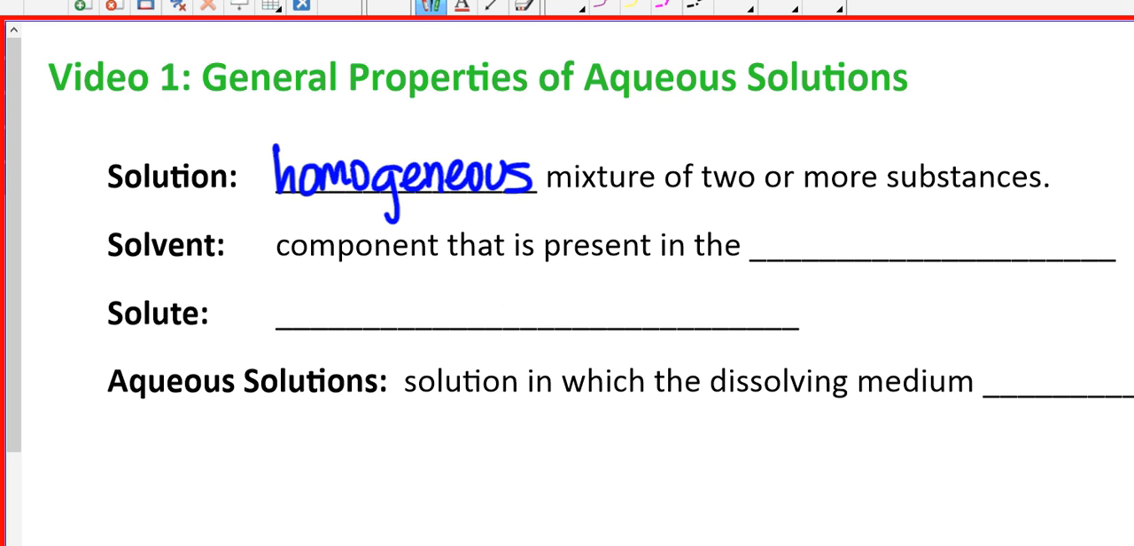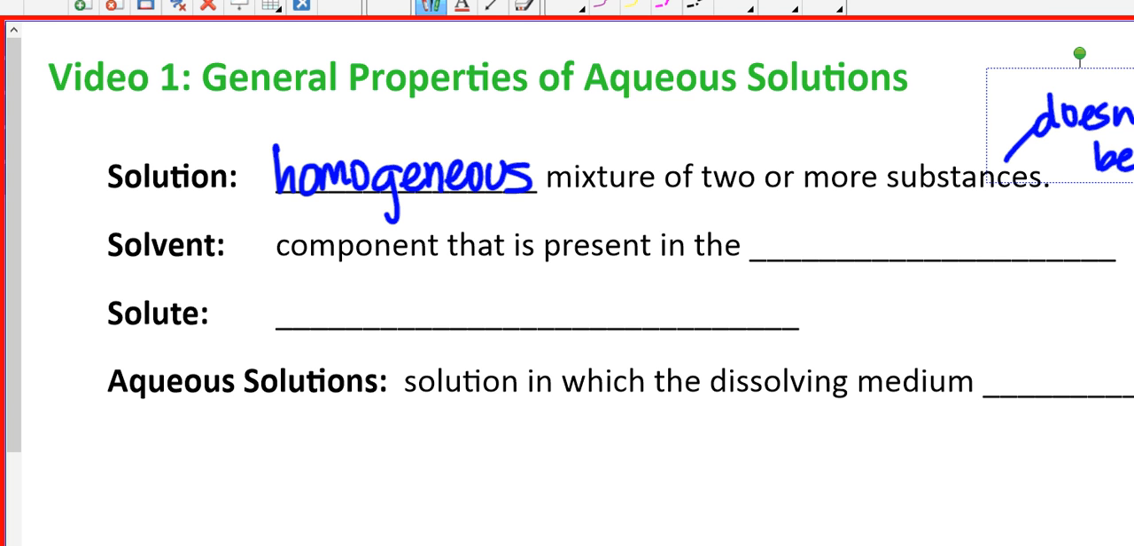So it's got to be two or more. Lots of times it is more than two. The common misconception is that solutions have to be liquids. They do not. And I'll give you some examples of things that aren't. So I'm going to write, doesn't have to be a liquid.